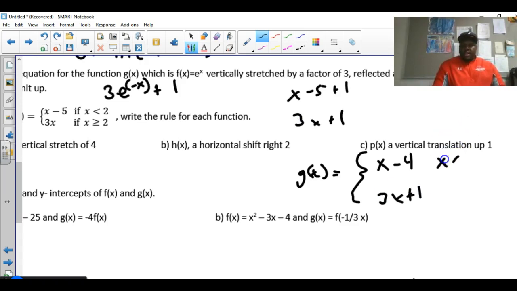The y is affected, the x is not. So these do not change, okay? All right, so those stay the same. This is your g of x right here, all right?